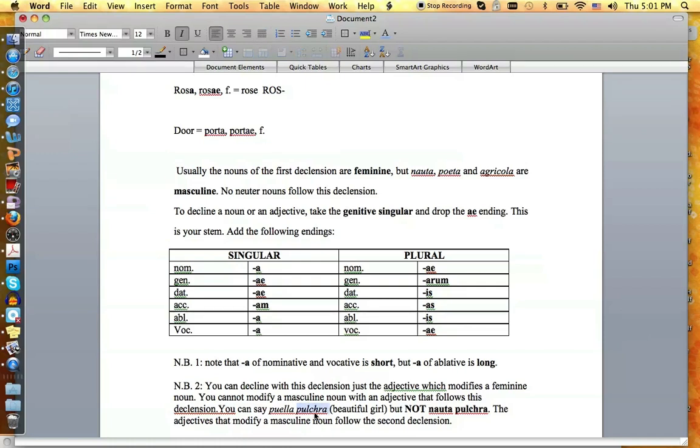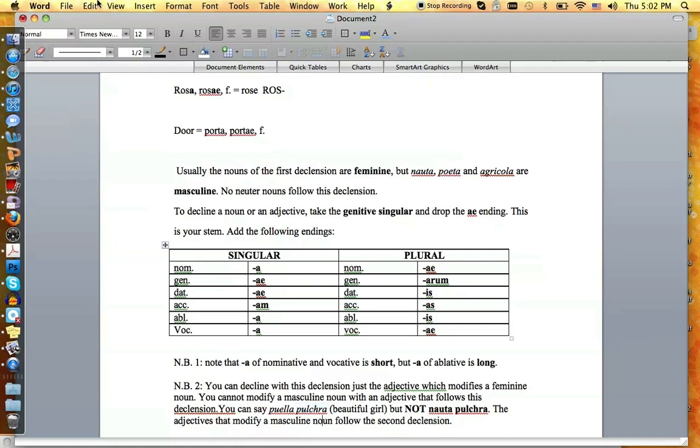The feminine adjectives follow the first declension. If a noun is masculine, though, the adjectives follow the second declension. So you cannot say nauta pulchra. You will have to use a masculine form of the adjective because nauta is masculine, but we will see this in the next chapter. Do not worry about it. For the moment, you can just put adjectives next to feminine nouns.